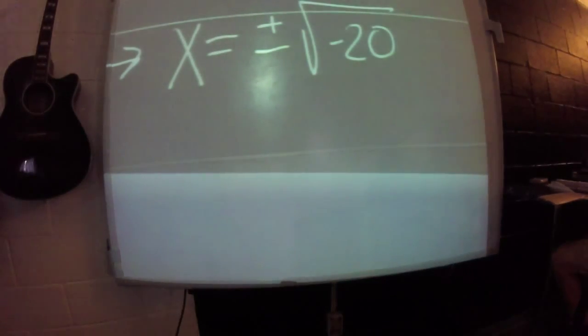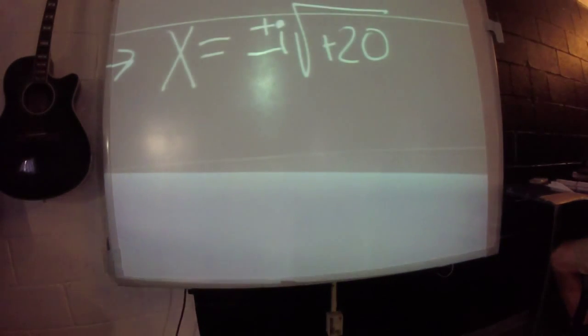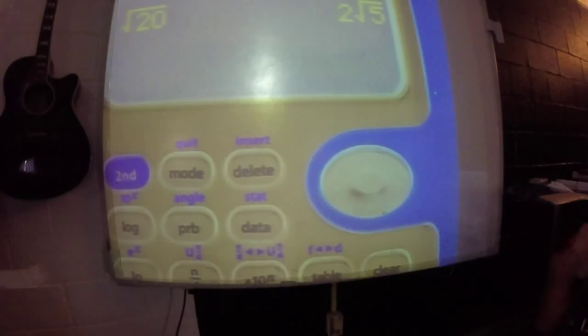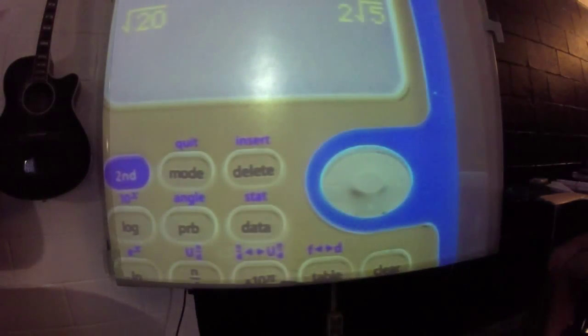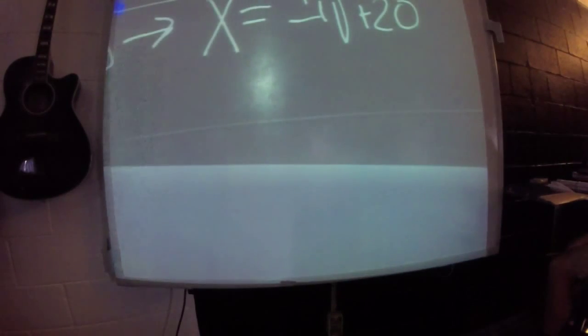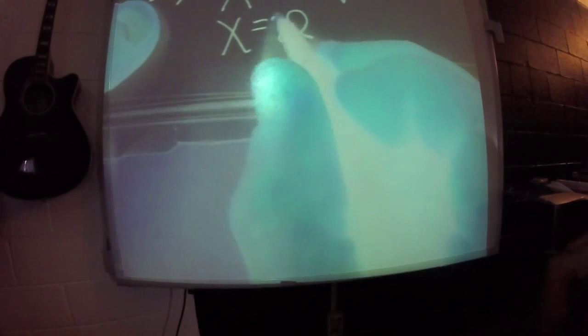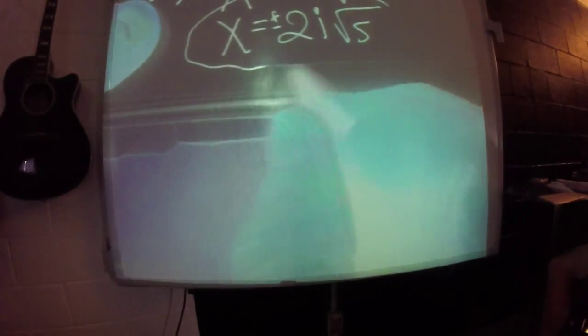And then ask yourself, can I reduce the square root of 20? Yes, it'll be 2 square root of 5. Remember, there's an i in here, so where do you put the i? 2i square root of 5. So when you reduce it, let's put the i, plus or minus, don't forget that, 2i square root of 5.